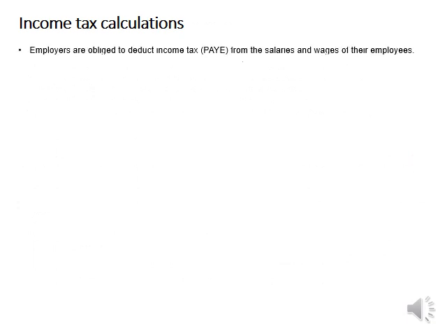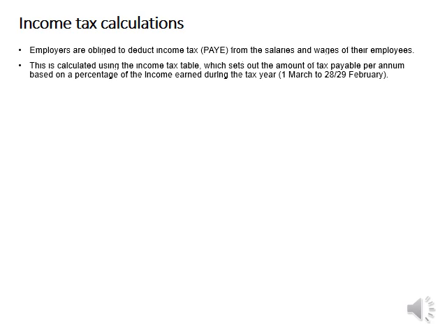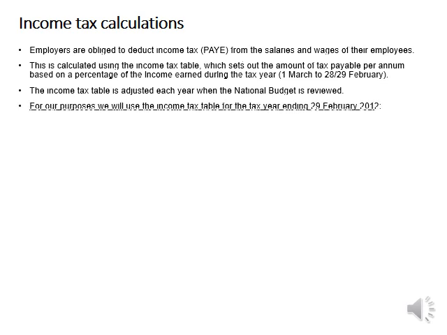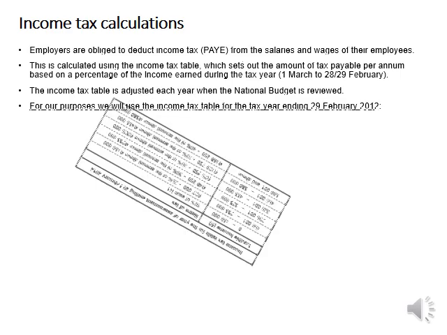Income tax calculations. Employers are obliged to deduct income tax, paid as you earn, from the salaries and wages of their employees. This is calculated using an income tax table, which sets out the amount of tax payable per annum based on a percentage of the income earned during the tax year. The tax year starts on the 1st of March and ends on the 28th of February. The income tax table is adjusted each year when the national budget is reviewed. For our purposes, we will use the income tax table for the tax year ending 29 February 2012.